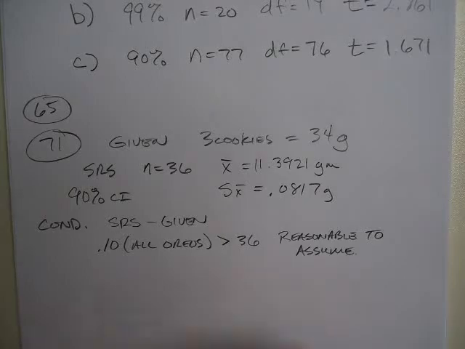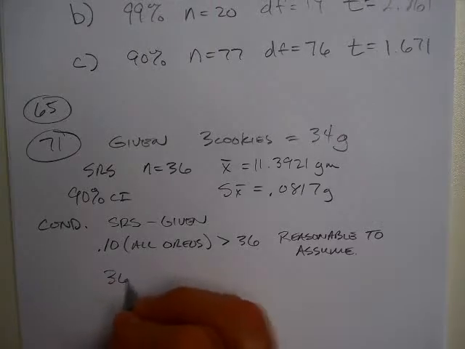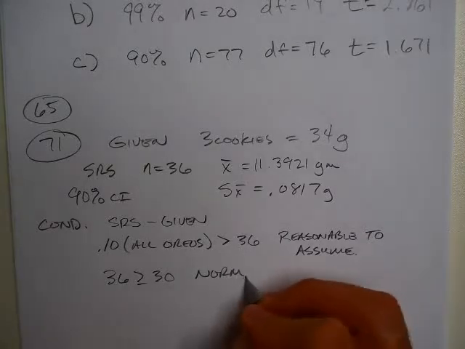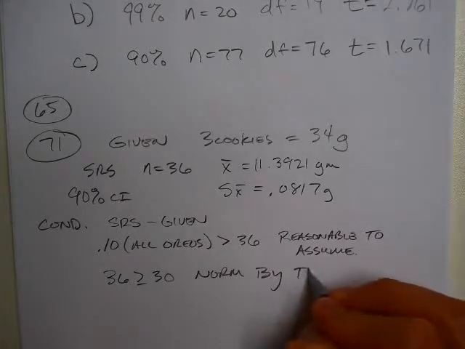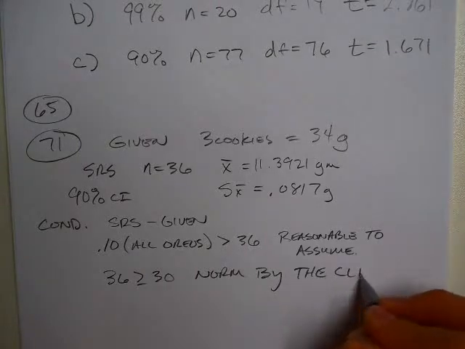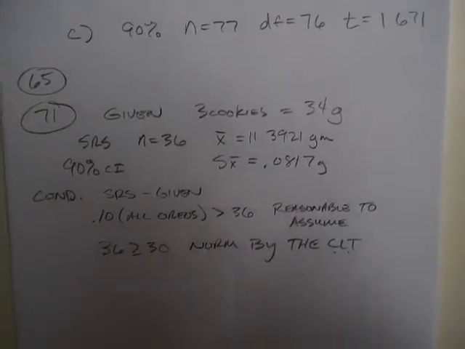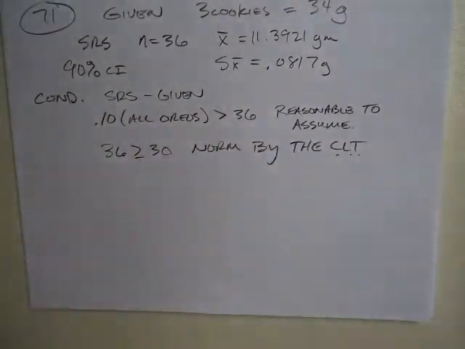All right, and is it normal? Yeah, by the central limit theorem, right? 36 is greater than or equal to 30, so normal. You have to say by the CLT. You can't just say normal. That's assuming that the person you're talking to knows about the central limit theorem and that they understand that you know it. But that's too much of an assumption to make. All right, so we can now calculate this.